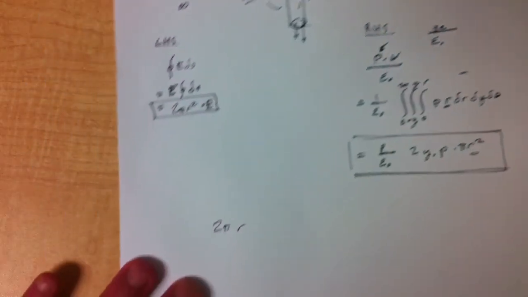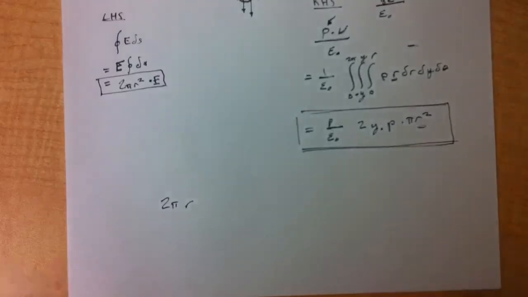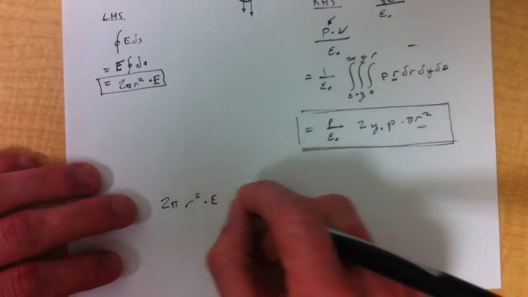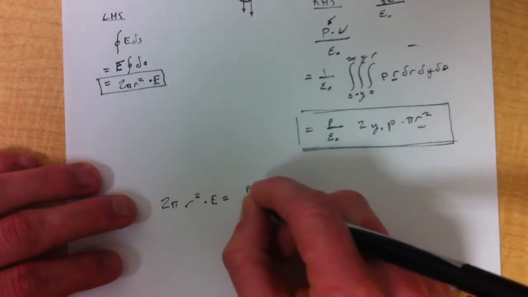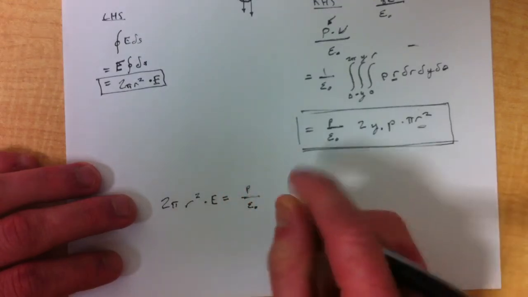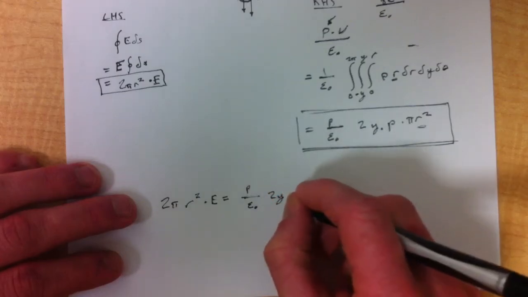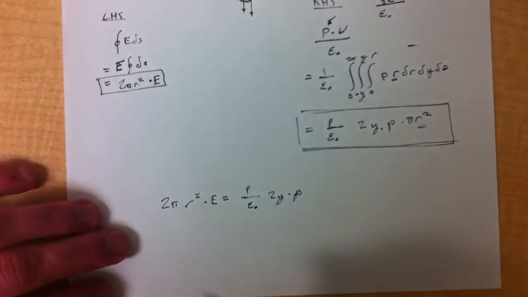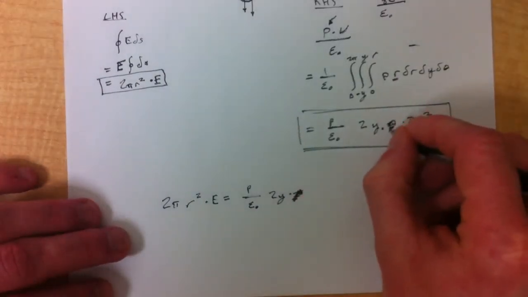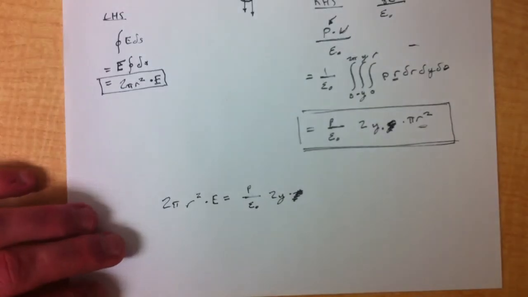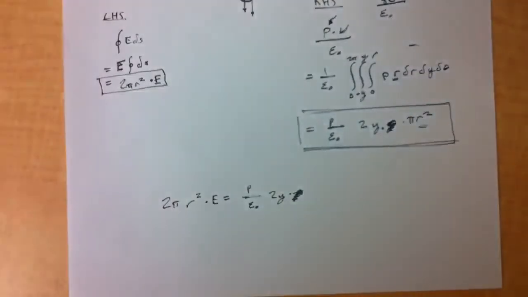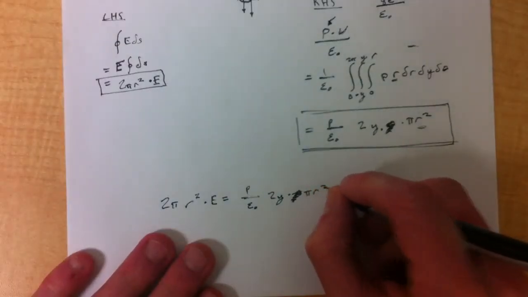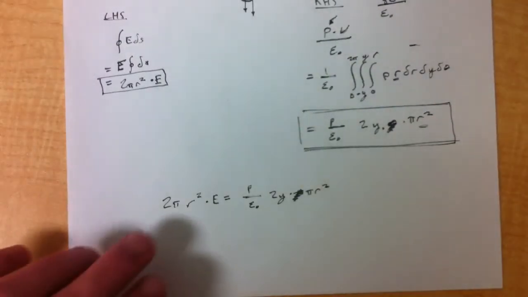Alright, now writing our equations together is 2 pi r squared times E equals rho over E naught times 2y times, oh no, we already multiplied by our rho, so you can scratch these guys out. I'm sorry for that. That's a little bit misleading. I pulled out rho at the very beginning, so we don't have to multiply by that on the inside again. Times pi r squared.